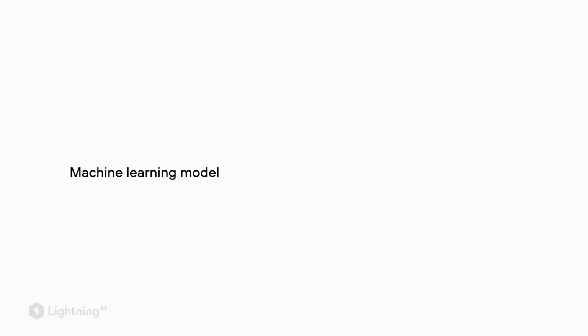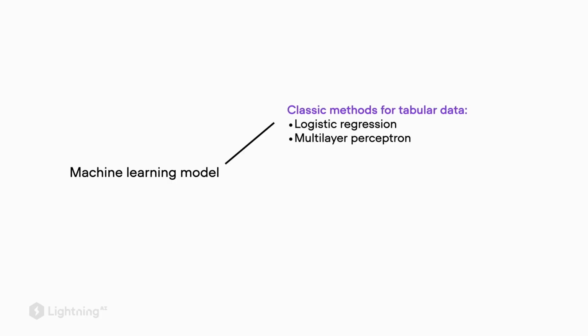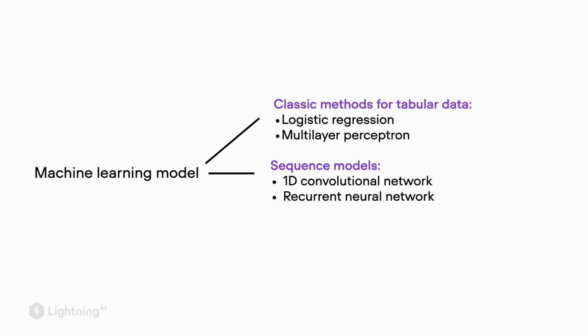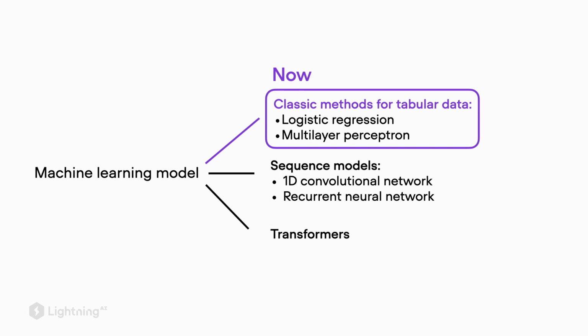So the next question then is, what type of machine learning model should we use? We have several options here. We can use classic methods for tabular data, for example, logistic regression or multilayer perceptrons that we covered before in this course. Or we could introduce new models such as one-dimensional convolutional networks and recurrent neural networks that are designed for sequence data. And then there is also, of course, the popular transformer architecture, which we will also cover in this course.